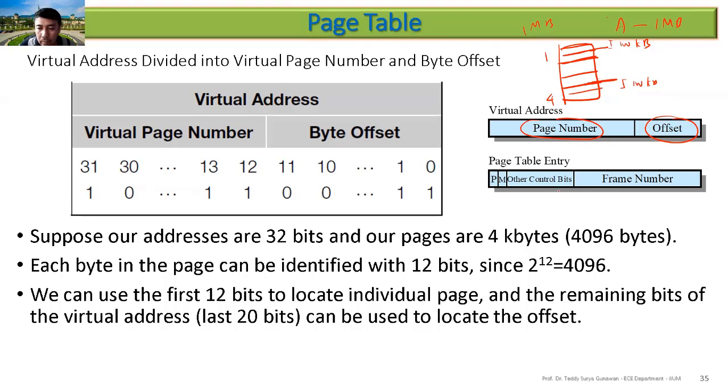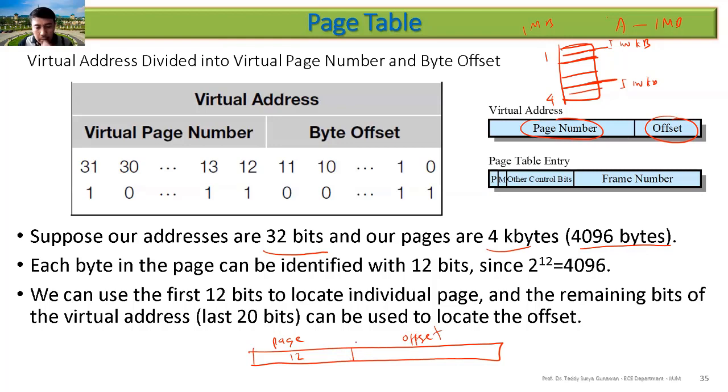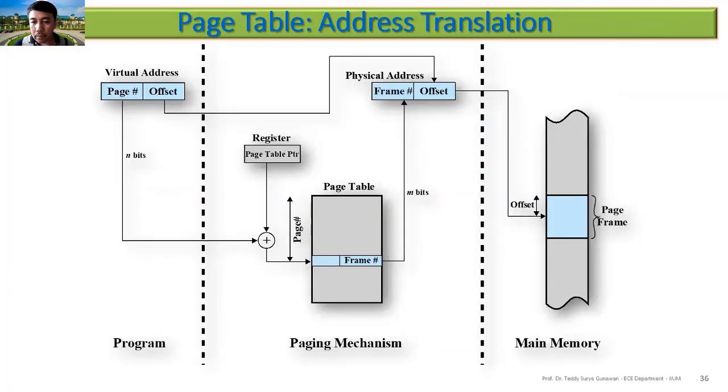So suppose that we have 32 bits and our pages are 4 kilobytes, which is 4096 bytes. So if you have 32 bits, it means that 12 bits are used for the offset, the location within the page. Yeah, so this is how you access the page frame, the paging mechanism.